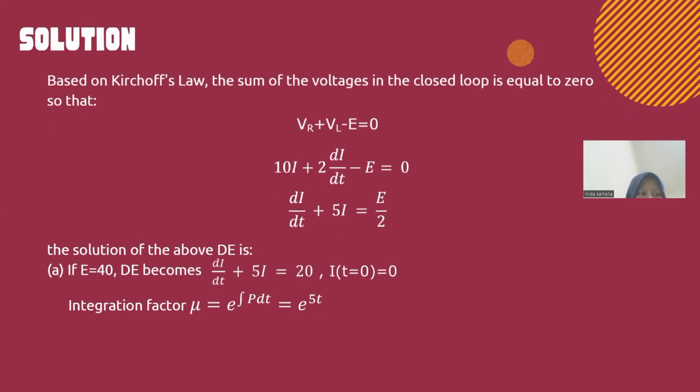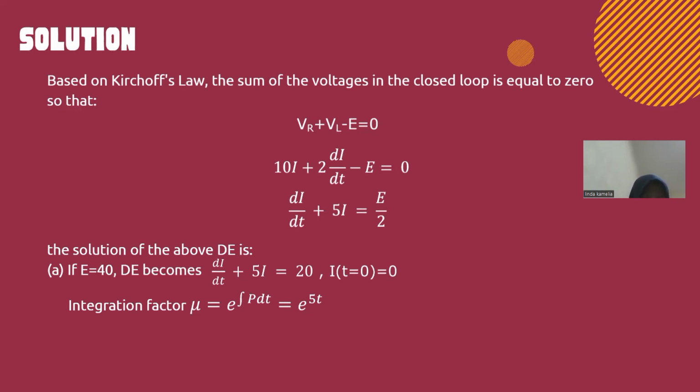For the solution, based on Kirchhoff's law, the sum of the voltages in the closed loop is equal to 0, so that VR plus VL minus E equals 0. So we substitute VR equals 10I plus VL equals 2 dI over dt minus E equals 0. We get dI over dt plus 5I equals E over 2.